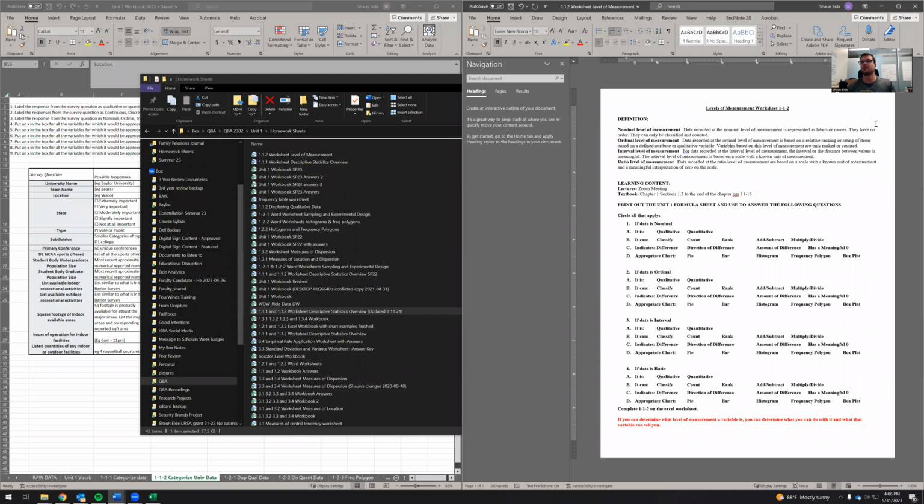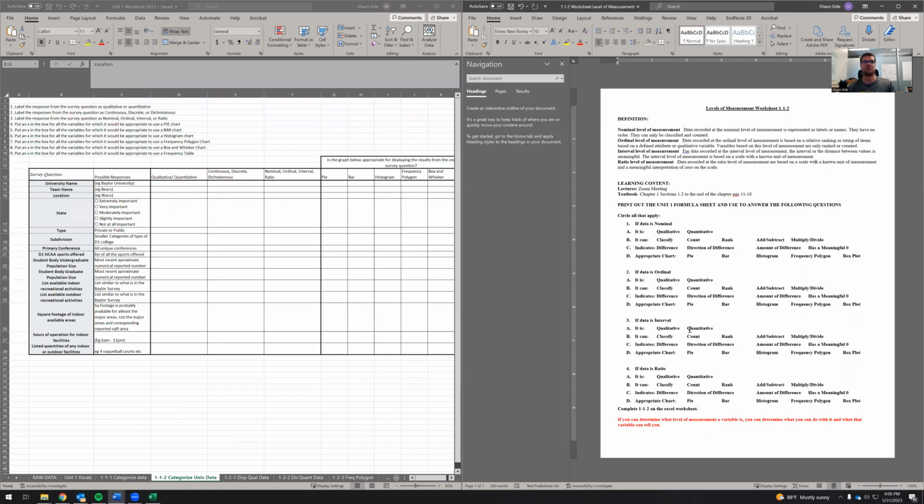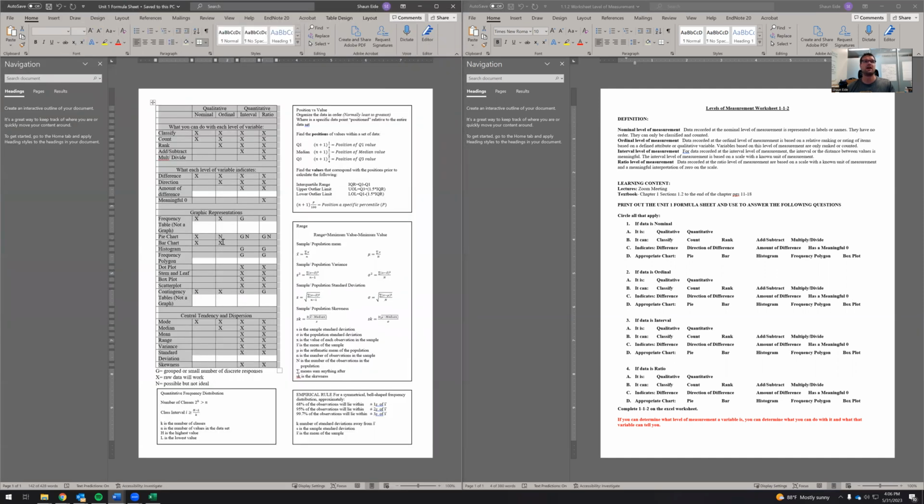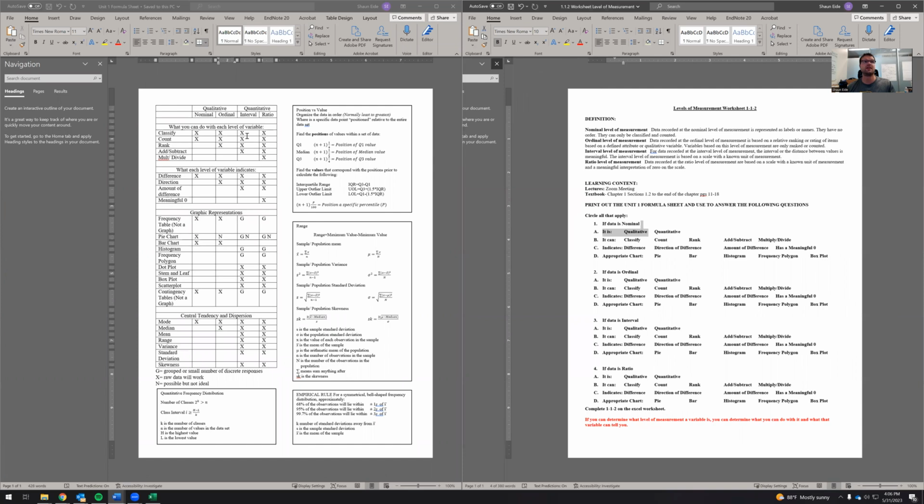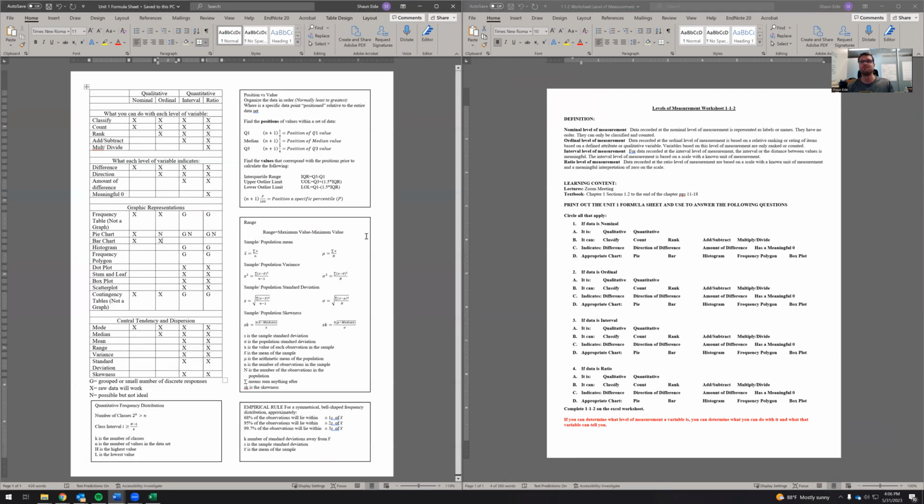And so you've got this level of measurements worksheet. And really what I want you to do with this, it's really straightforward. You look at this and you know, hey, if it's nominal, you know if it's qualitative or quantitative. And the video that you guys watched tells you that. But there's another thing that tells you that, and that right there is the formula sheet.